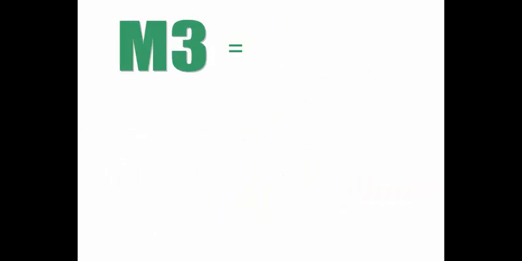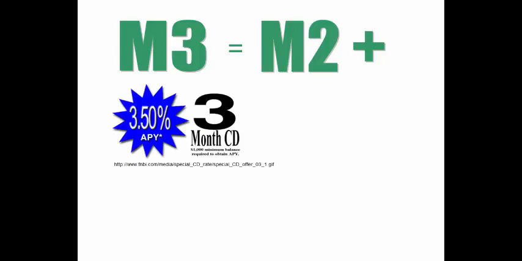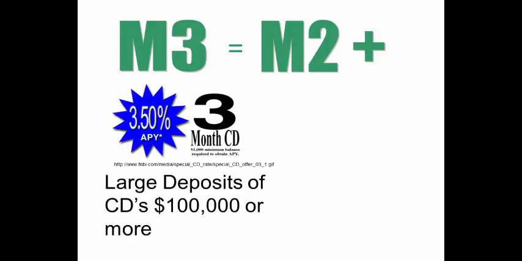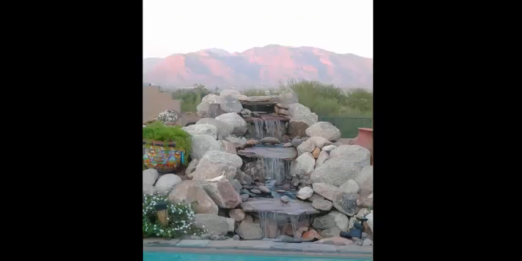M3 includes everything in M2, which also, don't forget, includes everything in M1, plus large deposits of CDs of $100,000 or more, large financial institution money market accounts. M3 is the money stock because it includes all forms of money in the economy. So going back to the waterfall, M1 is the most liquid form. M2, which includes all of M1 plus savings accounts, money market accounts, and mutual funds, is less liquid, but is considered to be the money supply. And then the money stock is M3.